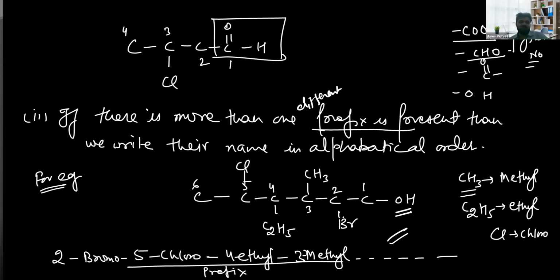For the second position, bromo, B comes first, so we write 2-bromo. After B, we will not write 3-methyl, because M does not come first. C comes first, so we write 5-chloro after B. Don't write them by position number, like 2 then 3. Numbering is not given the preference; the letter is given the preference.